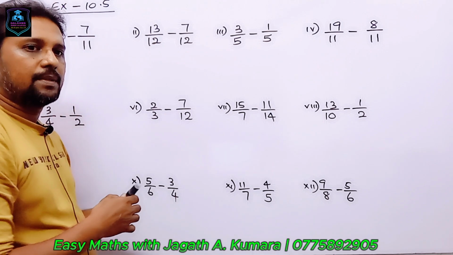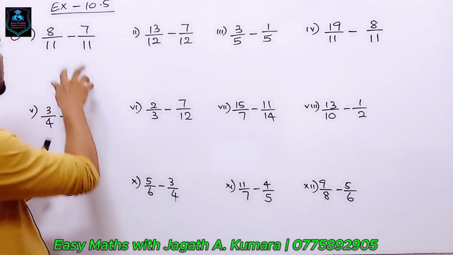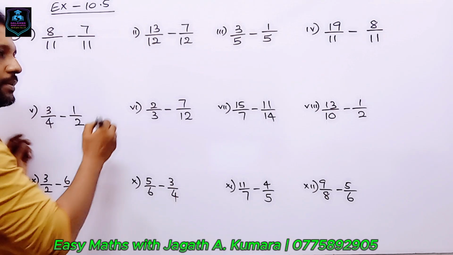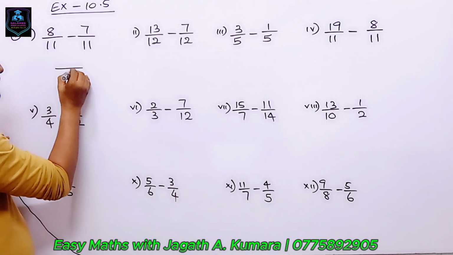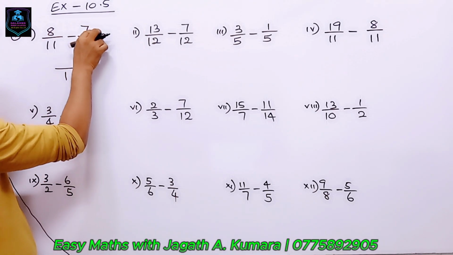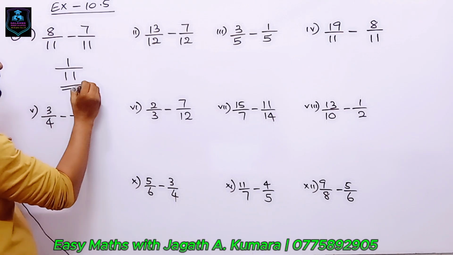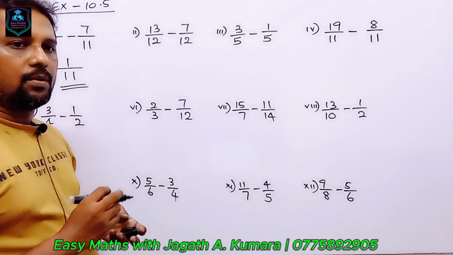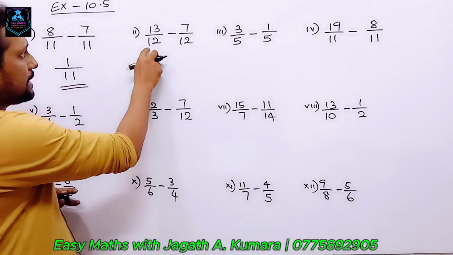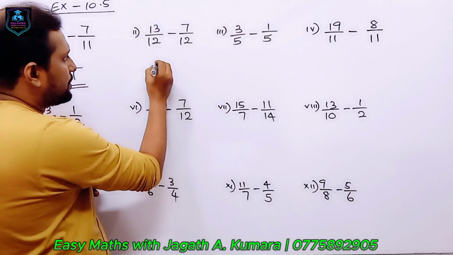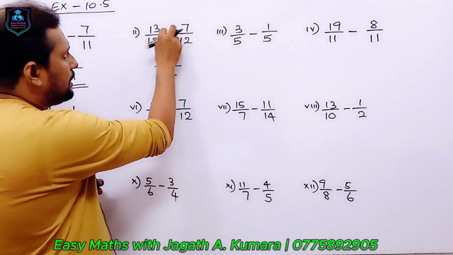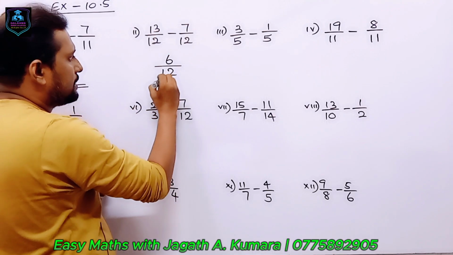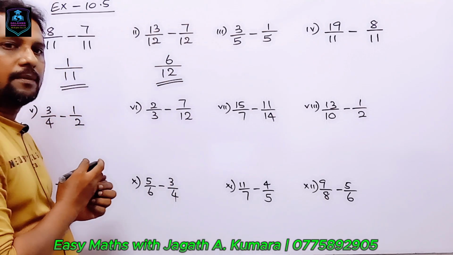The answers for the 10.5 exercise. The two denominators are equal, so the answer denominator is 11. 8 minus 7 is 1. So the first answer is 1 over 11. In the second one also the denominators are equal, so the answer denominator is 12. 13 minus 7 is 6. 6 over 12.